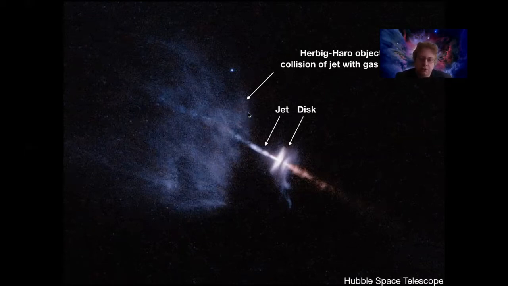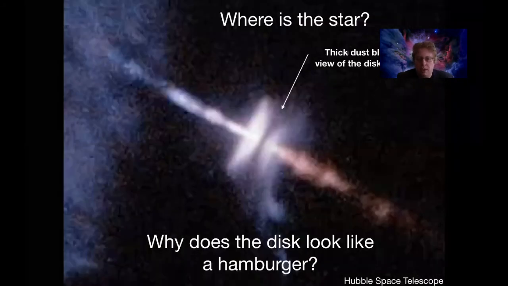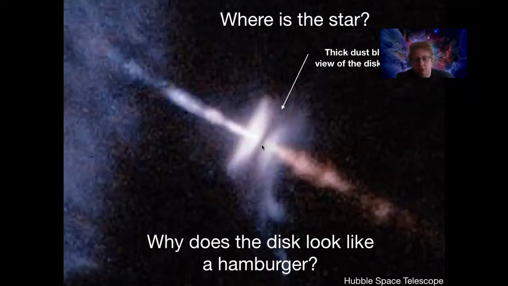When this material from this jet collides with other regions of gas, you can get a sort of diffuse glow as that jet interacts with them and heats them up. And this is what we call a Herbig-Haro object. So let's zoom in even further. As I said, where is the star? There should be a star here. It turns out we can't see it because we're being blocked by the gas and the dust from this disk.